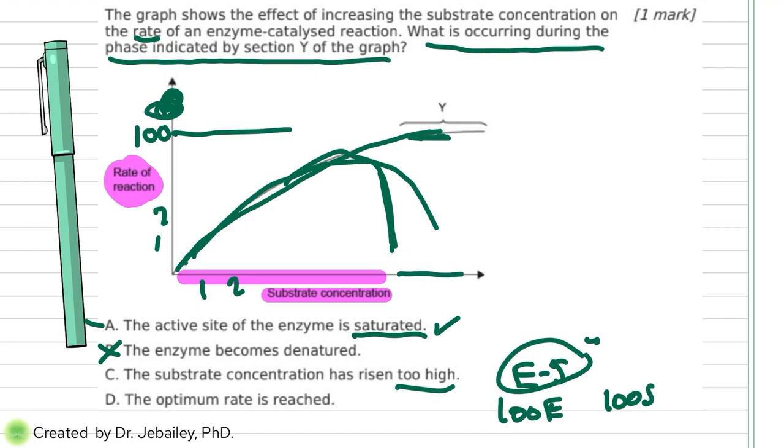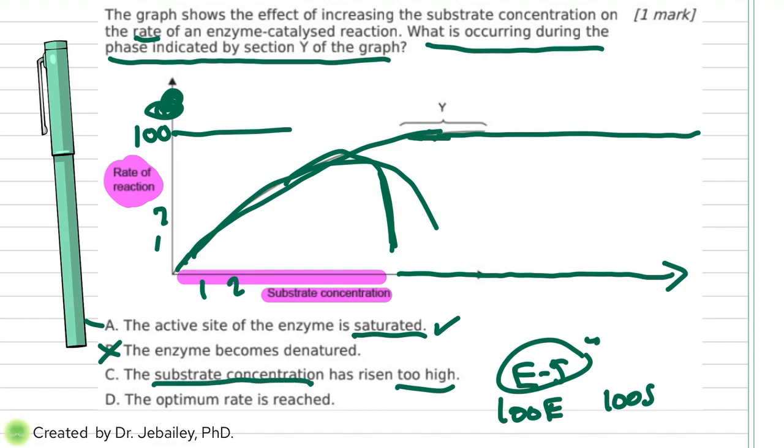You keep going and adding and adding, and you can continue doing this. So it's not necessarily about the concentration. The substrate constraint is not the one that's limiting. It's not the one that has a maximum amount. So it cannot be this one. The optimal rate is reached.